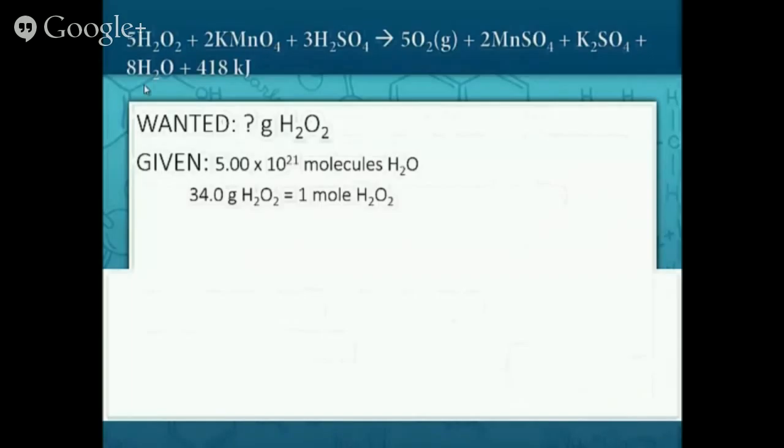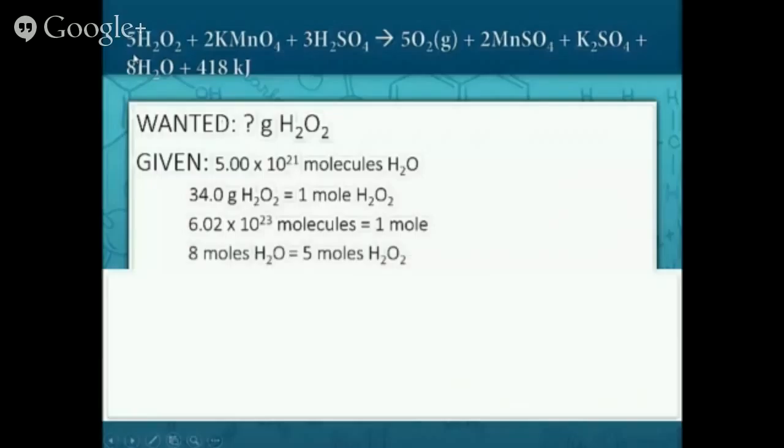We're also going to need to know how many moles 5 times 10 to the 21 molecules of water is, and we know that 1 mole of any compound is equal to 6.02 times 10 to the 23rd molecules. And finally, we're going to need the conversion factor between moles of water and moles of hydrogen peroxide. And we see that 5 moles of hydrogen peroxide make 8 moles of water.